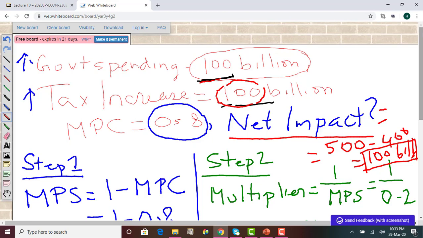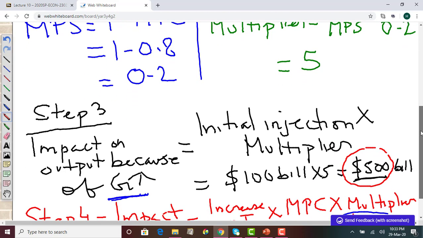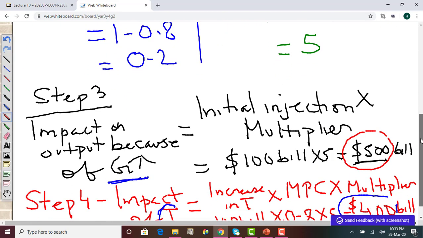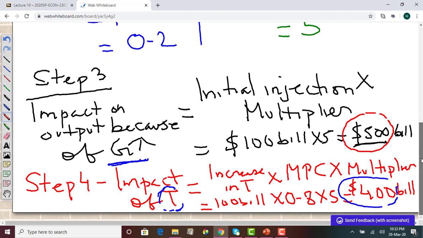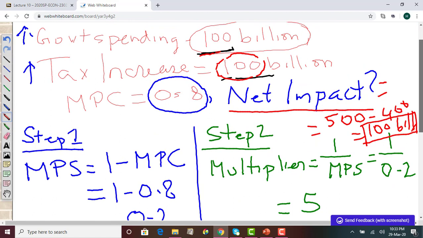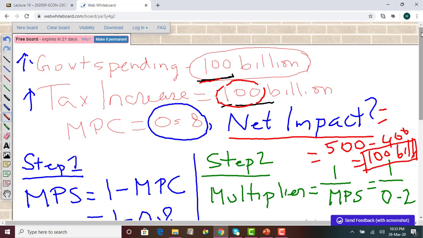Okay, now I'm going to do another quick example so it's pretty clear to you. You guys know the 5 steps now. Step 1 is to calculate your MPS, marginal propensity to save. Step 2 is to calculate your multiplier. Step 3 is to calculate your impact on output because of increase in government expenditure. Step 4 is to calculate the impact on output for increasing taxes, which was 400 billion in this case. And the final step is to calculate the net impact, which is 500 minus 400, equal to $100 billion. That's the net increase in output because of these expenditures.